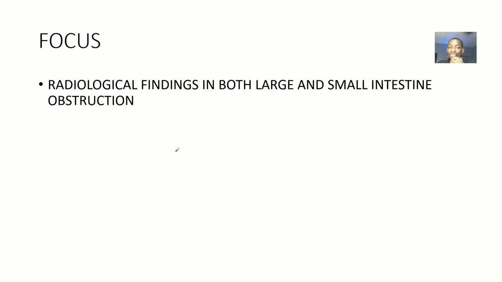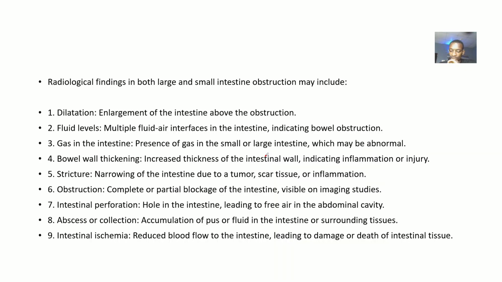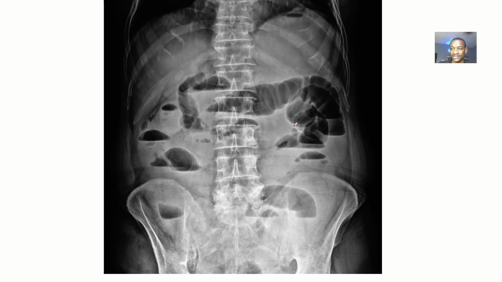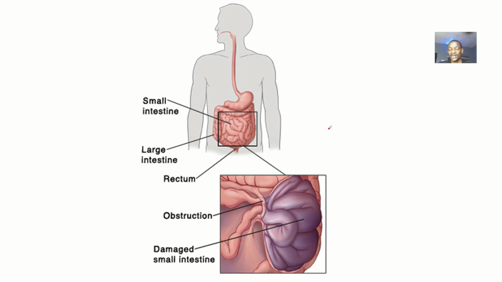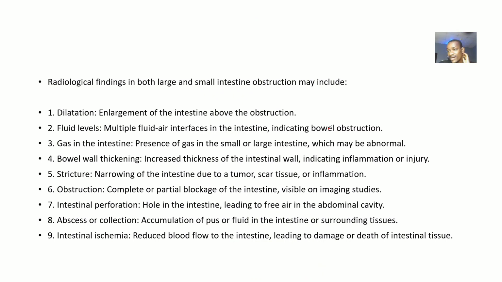All right. So, radiological findings in both large and small intestine obstruction. You can see this type now. I see that the image here actually looks so dark, right? That's an indication that there's an obstruction there, all right? So let's move. We'll talk about the characteristics of how the image will look.